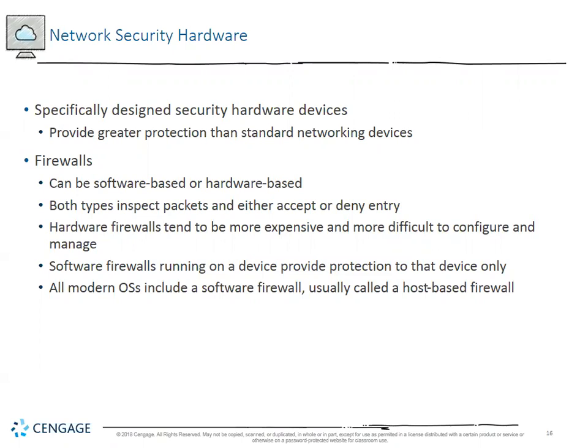Firewalls can be software-based or hardware-based. What do you think is better, a hardware-based firewall or a software-based firewall? Usually hardware. Yeah, it's always hardware-based because it's made for a specific purpose. So hardware is always better. It says both types inspect packets, and we can talk about how they do that. They can either accept or deny. Pretty easy there. Hardware tends to be more expensive and difficult to configure, but it works better. Software runs on another device. And it says all modern OSs include some sort of firewall. Let's see if ours is turned on here.